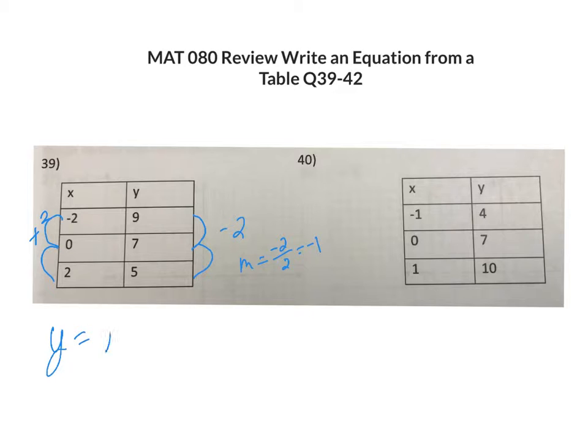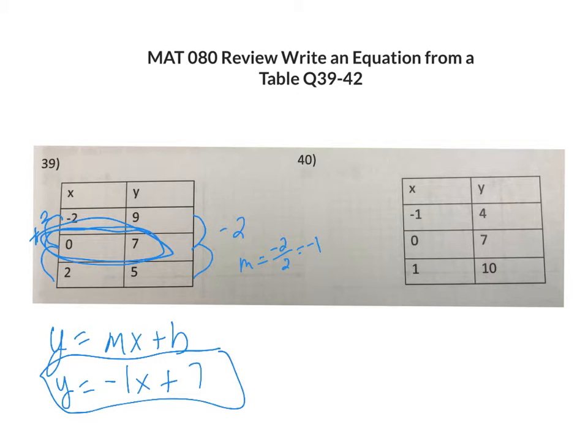So in my y equals mx plus b form, m is your slope, so I'm going to replace m with negative 1. And b is your y-intercept. That means, what is the y when x is 0? We actually should see that right here on the table. So our y-intercept is 7. So this would be my equation for number 39.